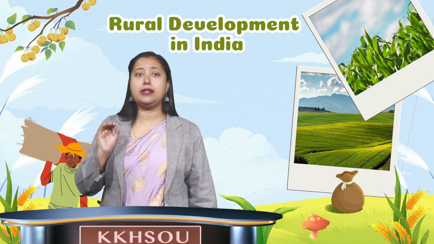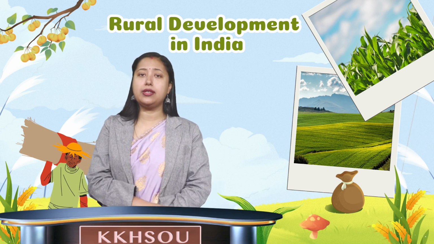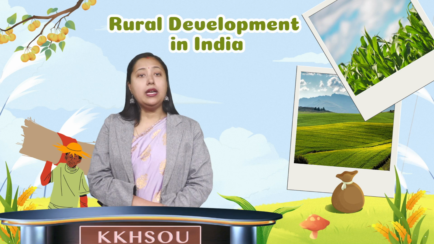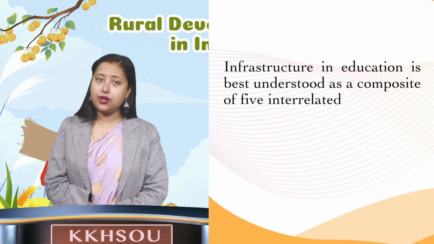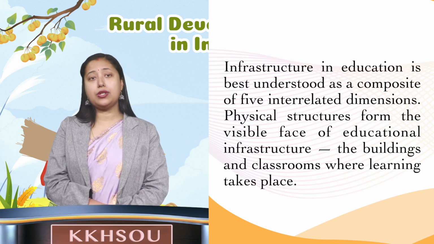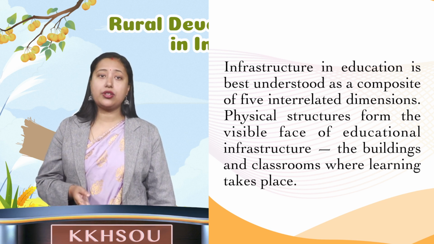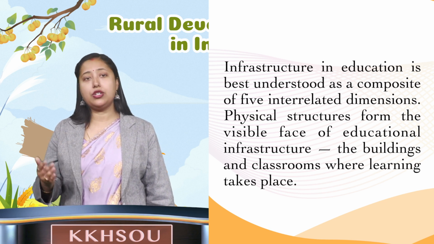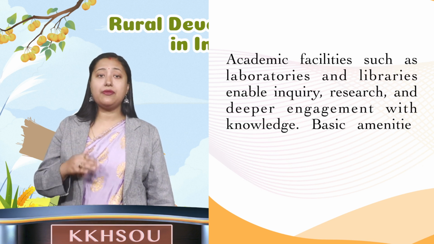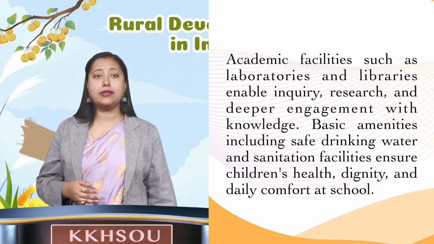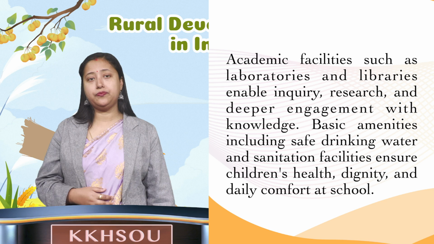The concept encompasses more than mere buildings. It is a holistic system of resources and conditions that together constitute a functional educational environment. Infrastructure in education is best understood as a composite of five interrelated dimensions. Physical structures form the visible face of educational infrastructure, the buildings and the classrooms where learning takes place. Academic facilities such as laboratories and libraries enable inquiry, research and deeper engagement with knowledge.